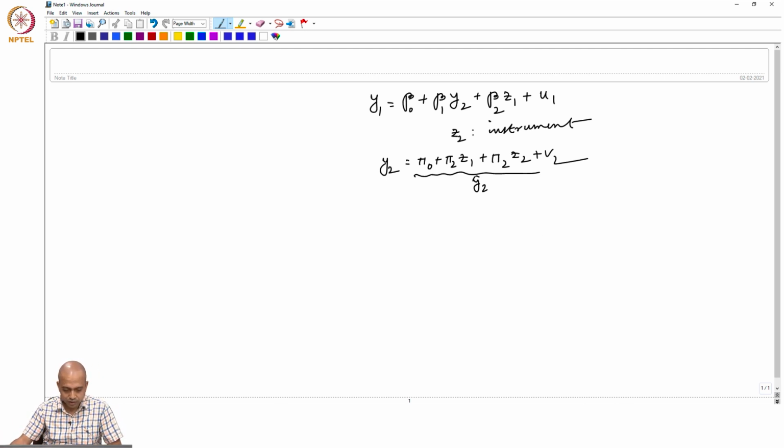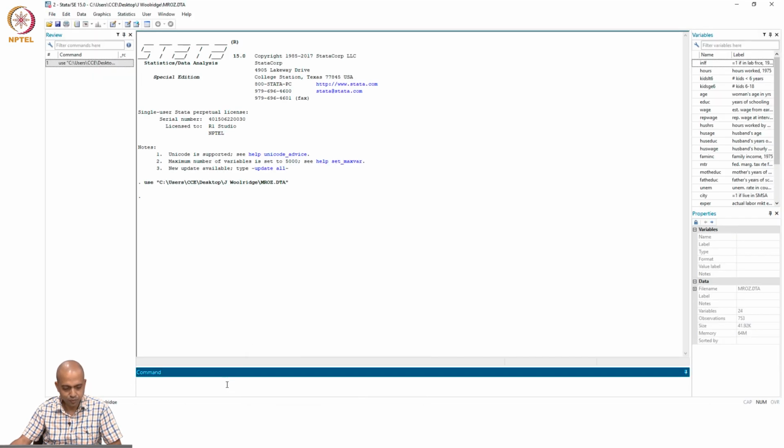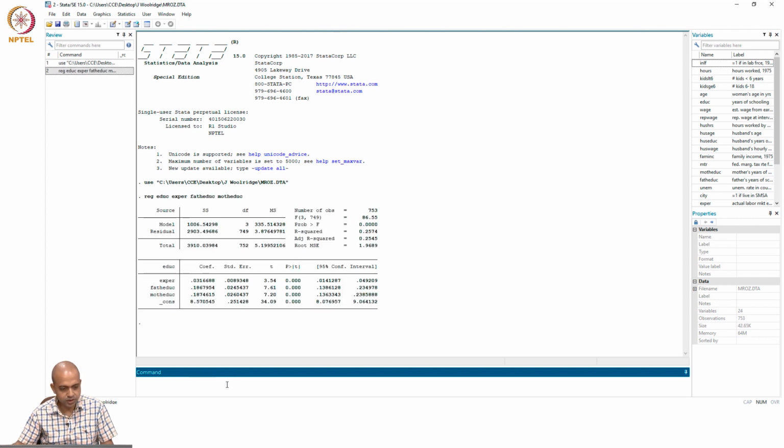Once again we will use the same data set. This is our data set, and we will first regress education on experience and father's education and mother's education. This is the reduced form equation for education. We are regressing on the excluded exogenous variables, father's education and mother's education, and the included exogenous variable is experience.